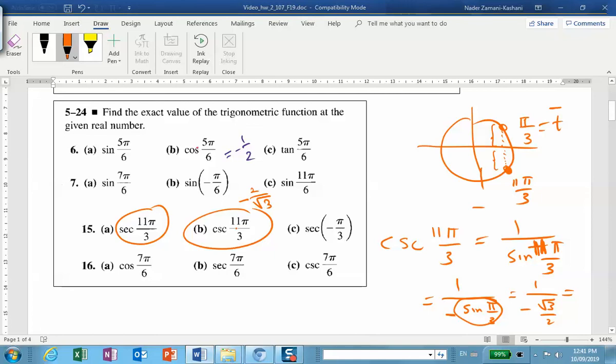Okay, let's do the last one in this series. So I'm going to erase this. Erase that stuff.